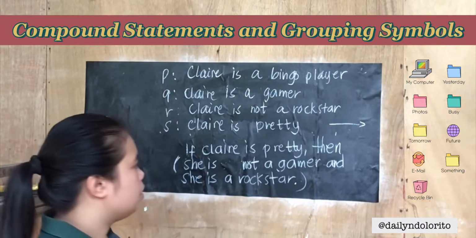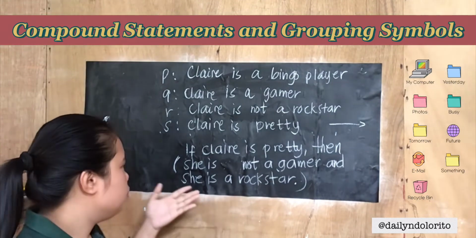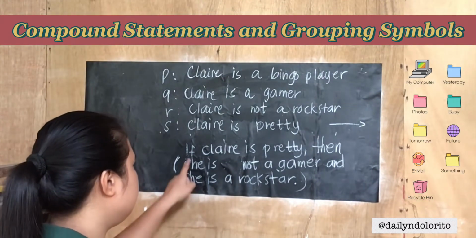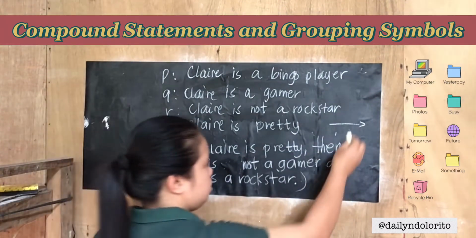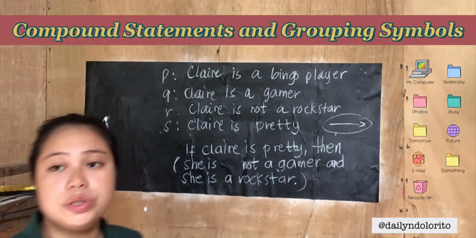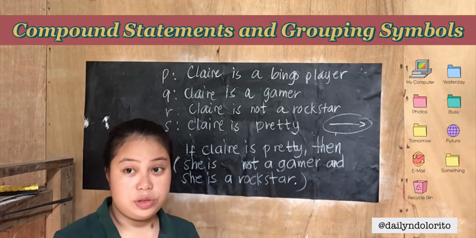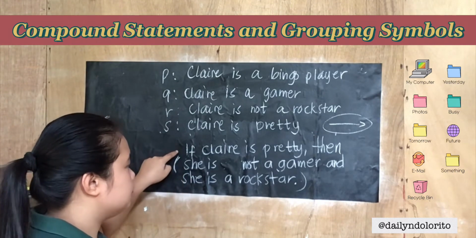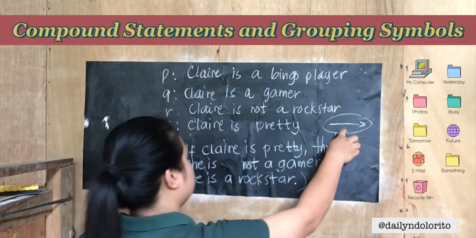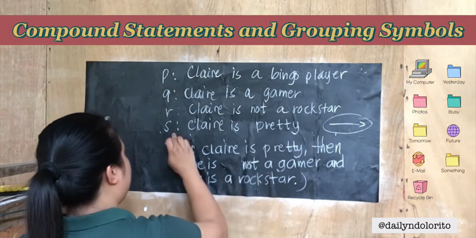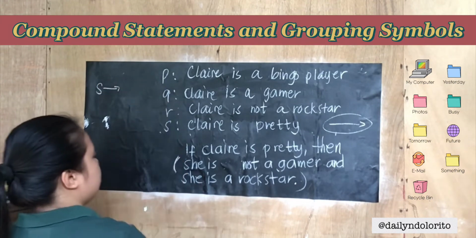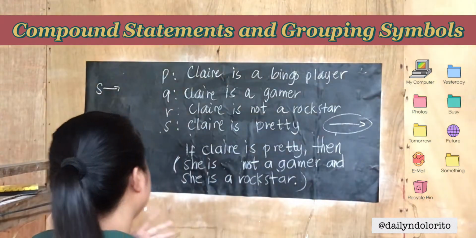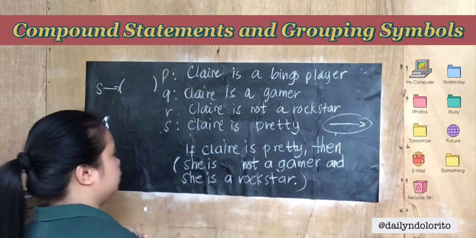So this is the other example: "If Claire is pretty, then she is not a gamer and she is not a rock star." If-then is the statement with a symbolic form, and this is how to represent it. As I told you earlier, if we have an if-then symbolic form, then we first write the translation of this one followed by an arrow. So "if Claire is pretty," which is S, arrow, and these two sentences, or compound, need to be put inside the parenthesis.